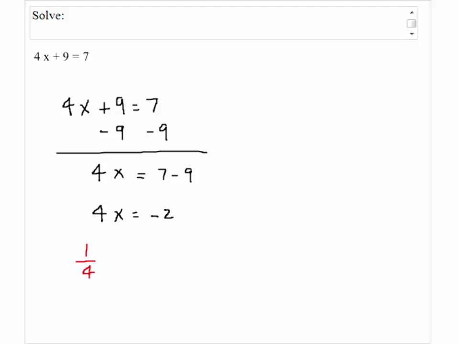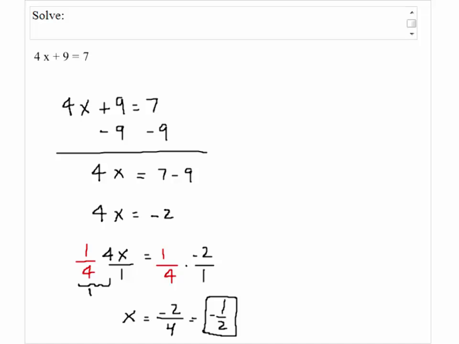So if I multiply both sides by the reciprocal of 4, I will get 1/4 times 4x. I can put the 1 here. I have 1/4 times negative 2 over 1. So 1 over 4 times 4 would be equal to 1. So 1 times x is x. x is equal to minus 2 over 4. Reduce that to negative 1/2.